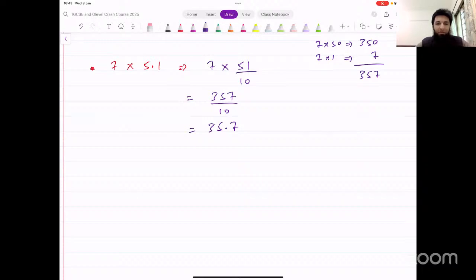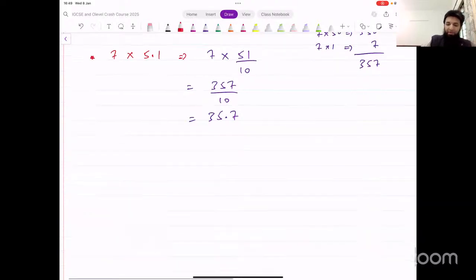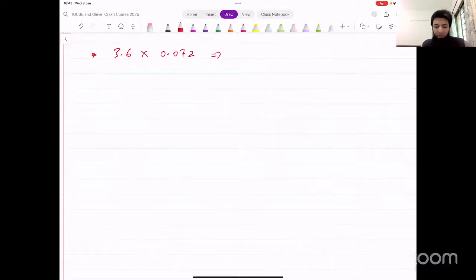Okay, so that makes decimal multiplication relatively easier to do. Let's take another example. Let's say you've got 3.6 multiplied by 0.072. Let's say I have to do this multiplication. How do you do this now?